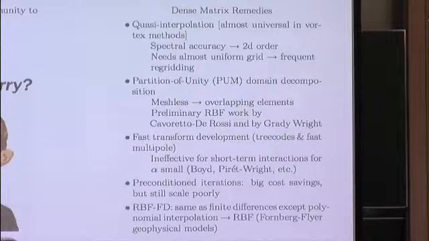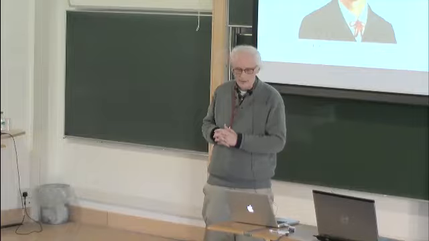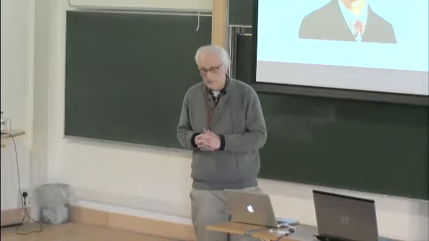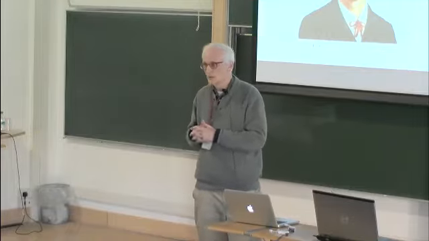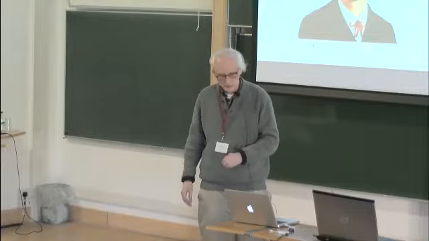Other people have worked on development of fast transforms. As I mentioned, for short-range interactions, they're no good for RBFs. I wrote a paper on that subject, and so did some other people. But for the long-range interactions, such as we have to do when we sum up the velocity contributions, tree codes can help a lot.